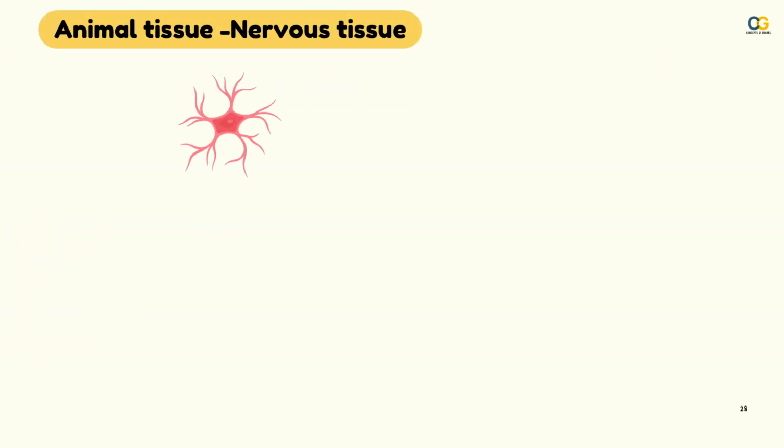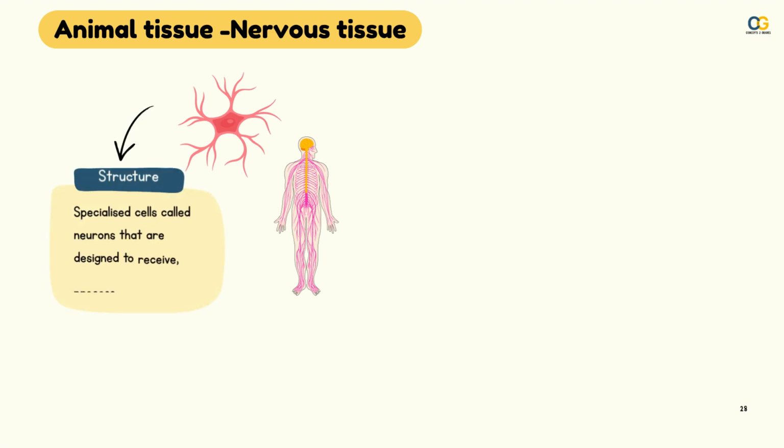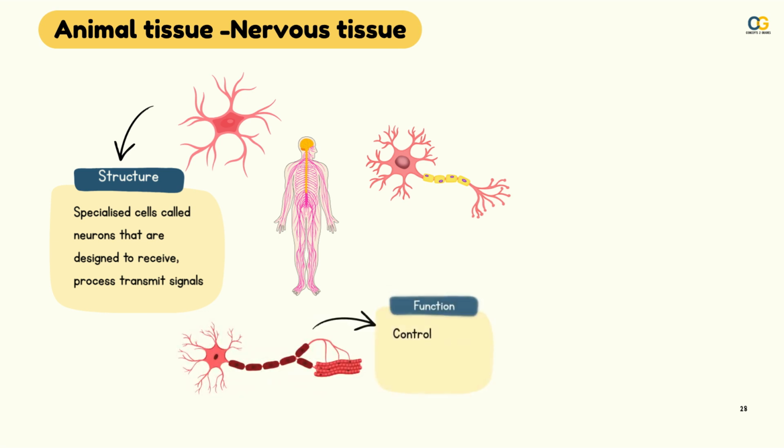The nervous tissue in the body is spread throughout the body and the muscular tissue is under the nervous control. The specialized cells that are in this tissue are called neurons that are designed to receive, transmit and process signals. They control the voluntary and involuntary actions in the body.